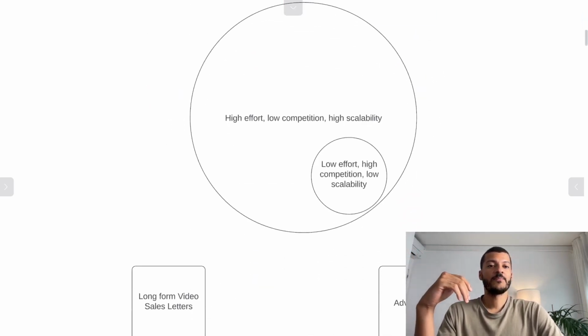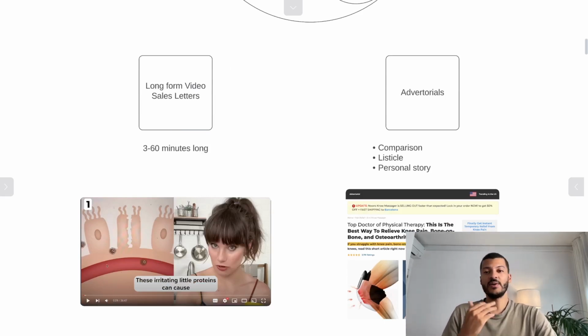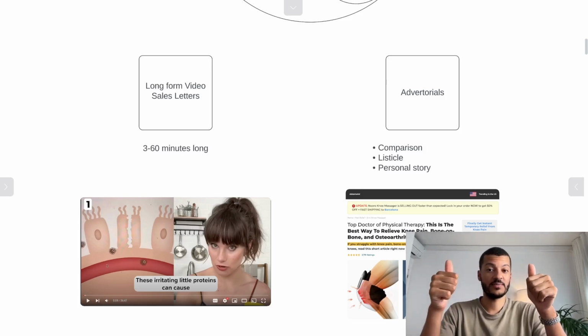So that's why those longer formats, and a lot of people are resistant to this. They say, well, who watches a 30-minute video? Who watches a 10-minute video? But when you look at the biggest campaigns and the biggest brands that are literally scaling to hundreds of millions, that's exactly what they do, right? They have video sales letters and advertorials, right?